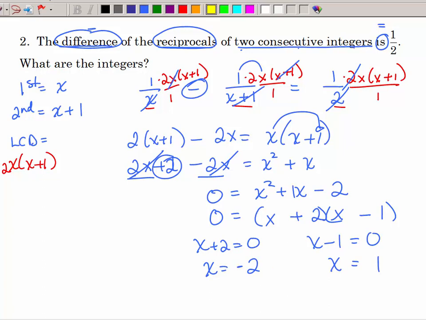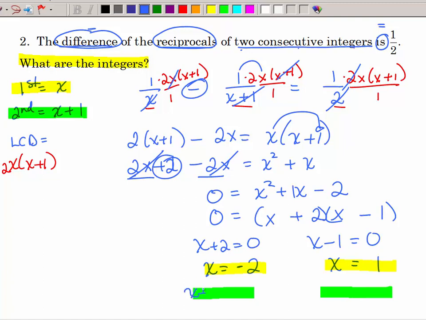Now here, this is why I want you to do this. It says what are the integers, both of them. So I found x. What I need also is the second one, which would be x plus 1. So I'm not done yet. All right, so I need x plus 1.